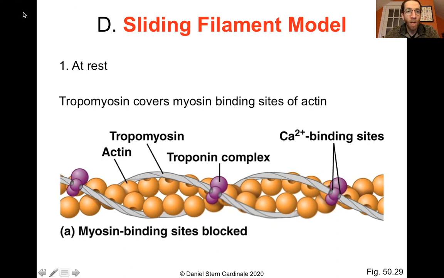So at rest, the tropomyosin is covering the myosin binding site. So if we look right here, I described these monomers before as little Death Stars. Well, the little indentation on them, that is a binding site where the actin can bind to myosin. At rest, that is covered by tropomyosin, this gray fiber. So the actin and the myosin are unable to interact.